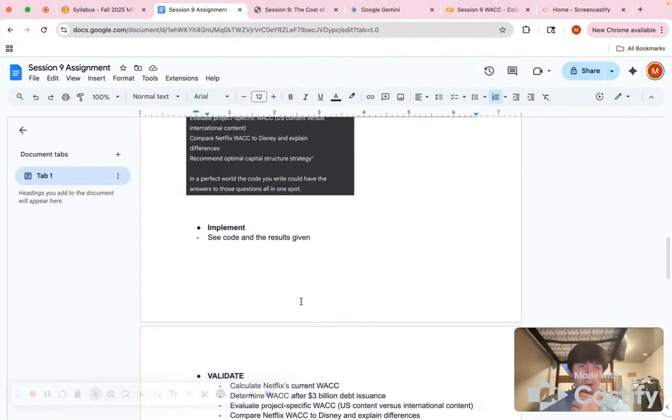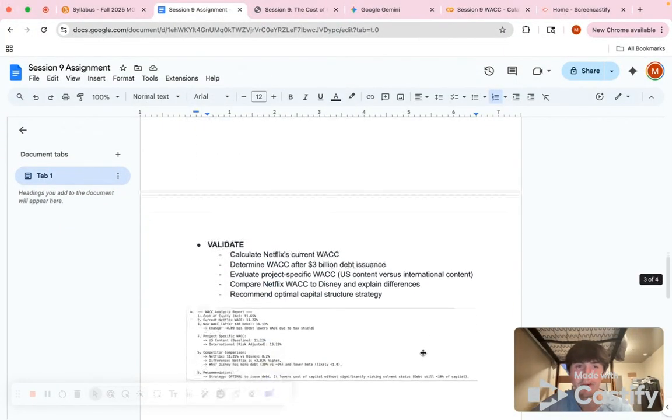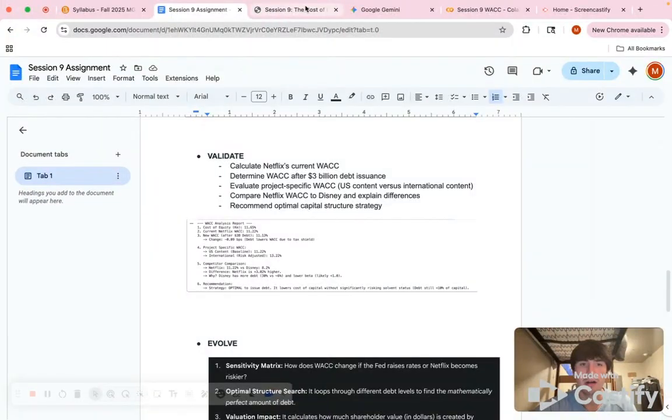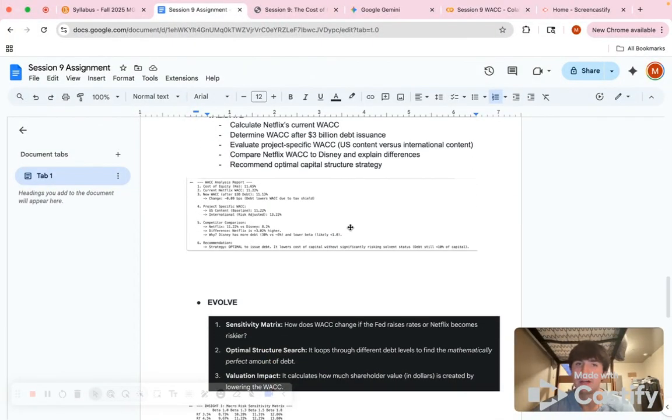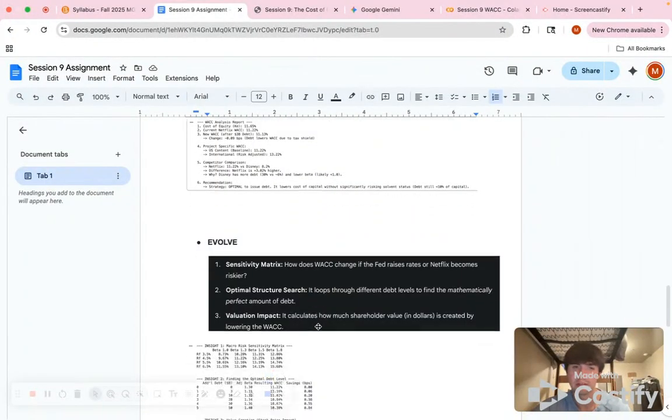So now that we've answered the questions and seen the code, we go down to our validate stage, which we have the questions up, and we basically just go through what we just talked about, and all of it matches up. We answered the questions, so it does make sense. More debt means a lower WACC because you need less of a return rate.